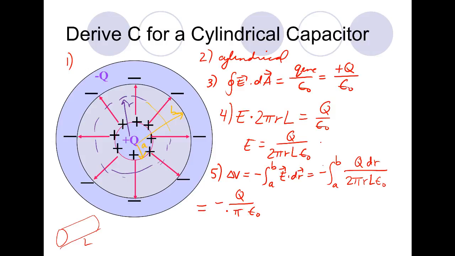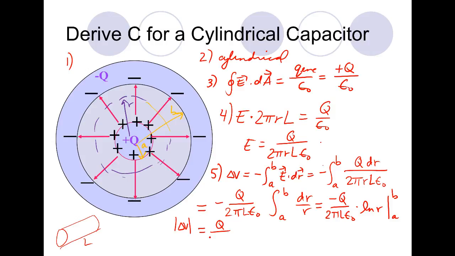And then we have the integral from A to B of dr over r, which is the natural log. So we have negative Q over 2 pi L epsilon naught times natural log of r evaluated from A to B. And to make a long story short, we take the absolute value of that, and what we're going to get is essentially Q over 2 pi L epsilon naught times the natural log of B over A.